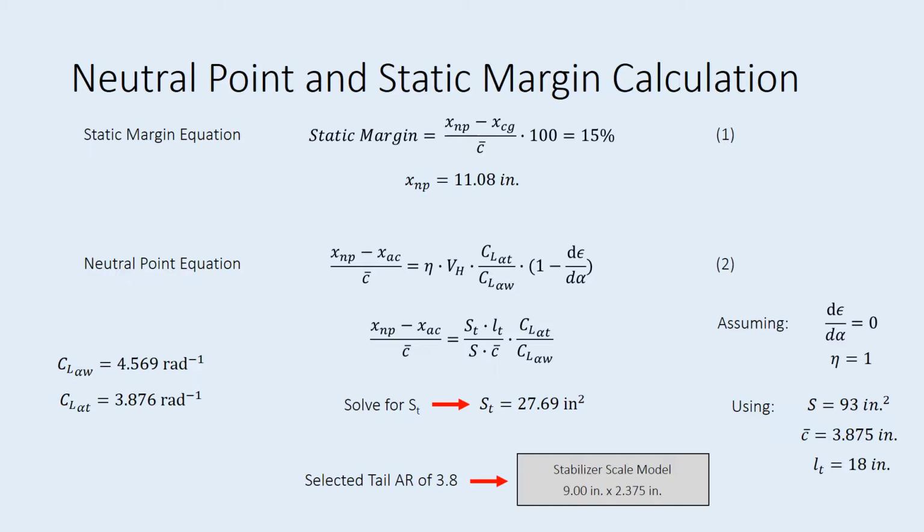These are the correct equations that we used to successfully stabilize our glider. After deciding that we desired a reasonable static margin of 15%, we used equation 1, the static margin equation derived in class, to determine the neutral point. We then used that neutral point value in equation 2, the neutral point equation. Then we calculated the tail area. We neglected downwash and assumed the dynamic pressure ratio, eta, to be 1. The lift curve slopes for the wing and tail were calculated and will be shown later. Finally, with the tail area and aspect ratio, we backed out the stabilizer dimensions as shown in the scale model in the gray box at the bottom of the screen.